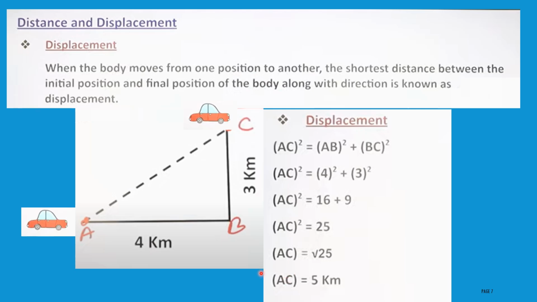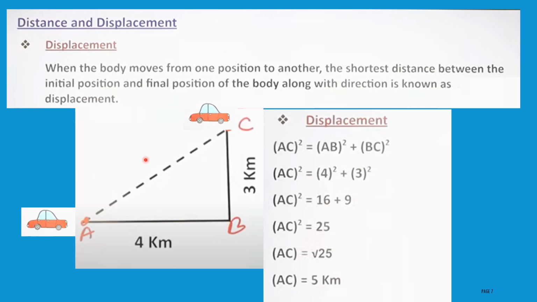Take square root on both sides. Square and square root will get cancelled. You will get only AC. Then square root of 25, you know the value. It will be 5 kilometer. Therefore, the distance between A and C is 5 kilometer.